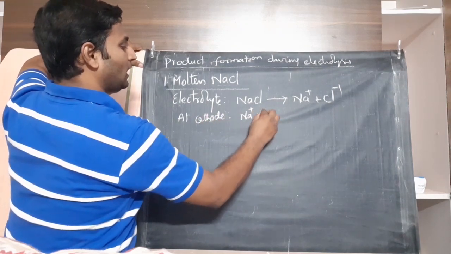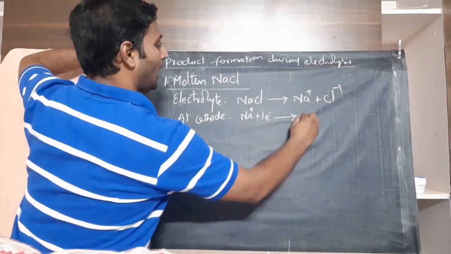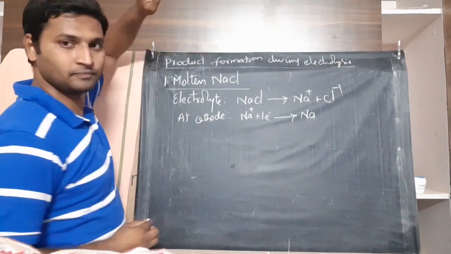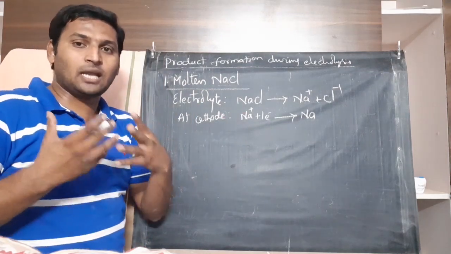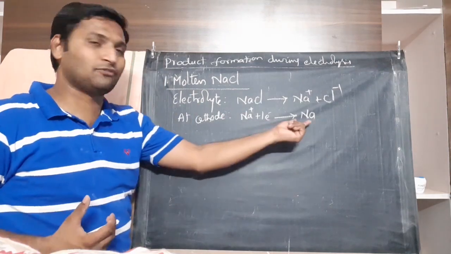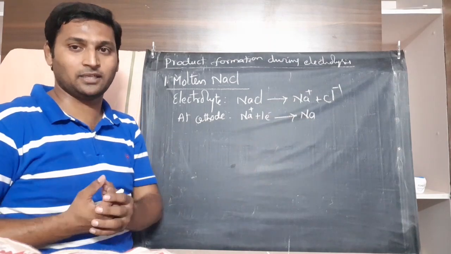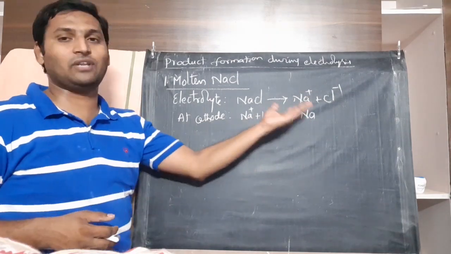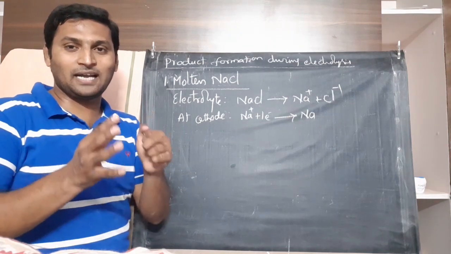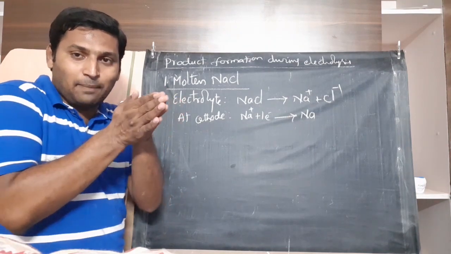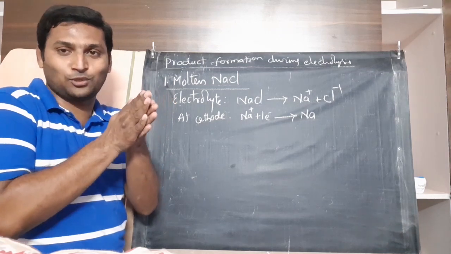Sodium cation would like to gain an electron and become neutral sodium. Now, a large number of sodium cations transform into a large number of sodium atoms. Say for example, some 23 grams of sodium is produced, which is 1 mole of sodium. Sodium being a solid comes and deposits on the surface of the cathode.